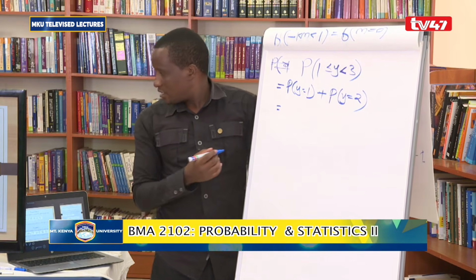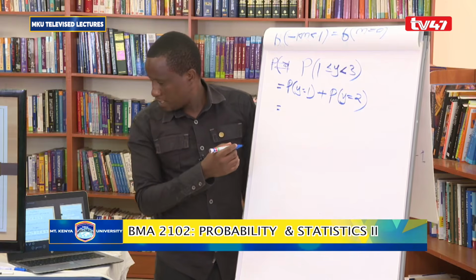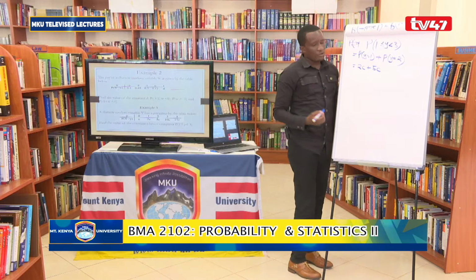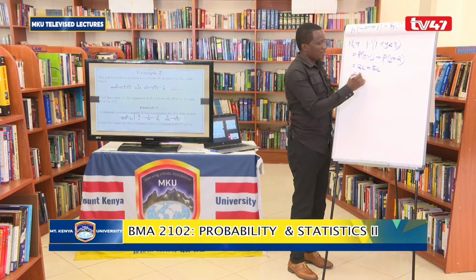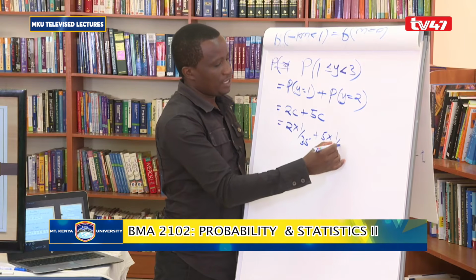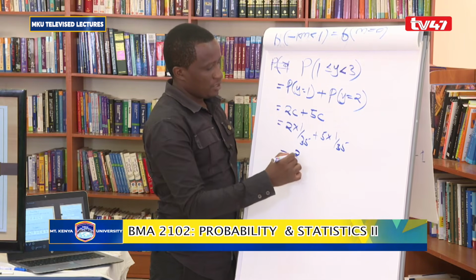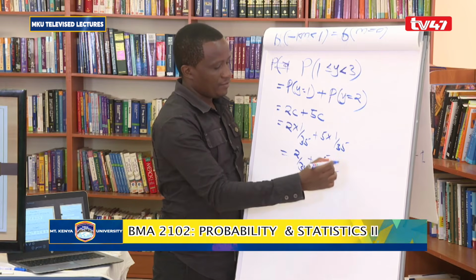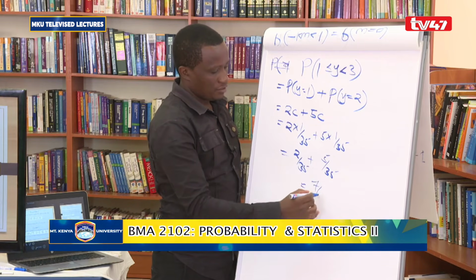So in this case, we have 2C plus 5C. But we already got C. So this is the same as 2 times 1 over 35 plus 5 times 1 over 35. And therefore, this is 2 over 35 plus 5 over 35, which is actually 7 over 35.